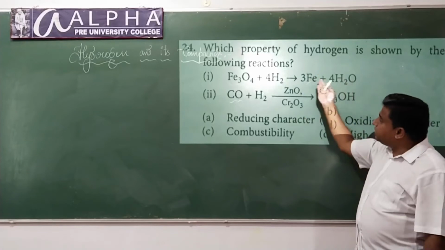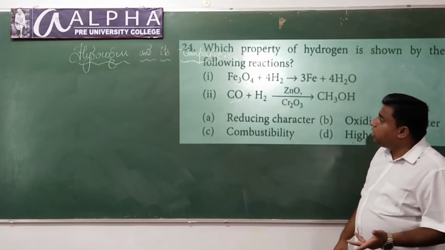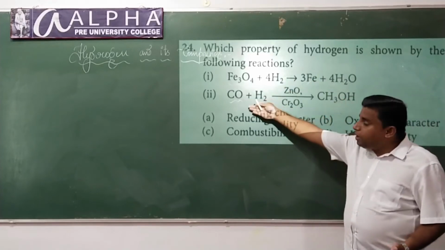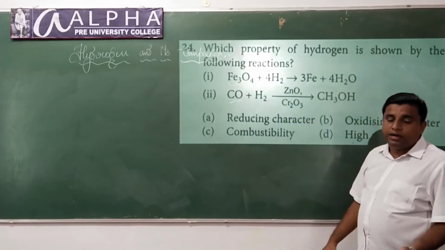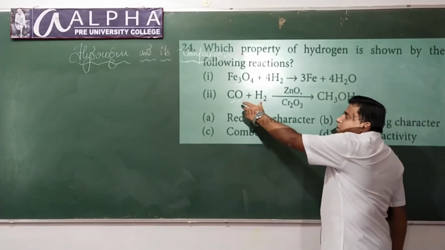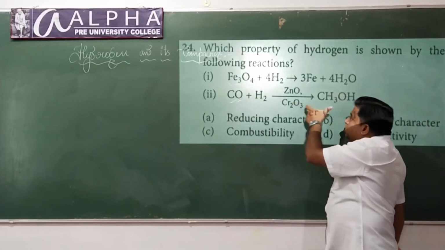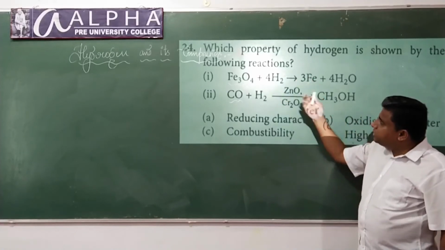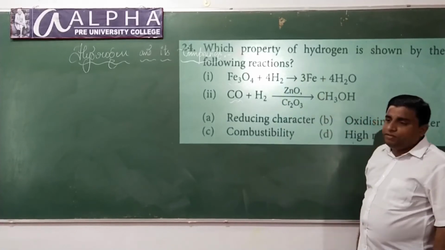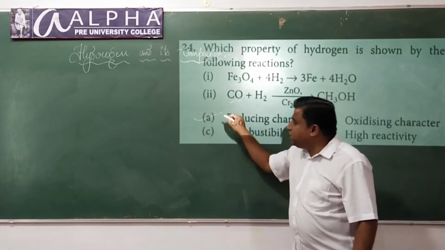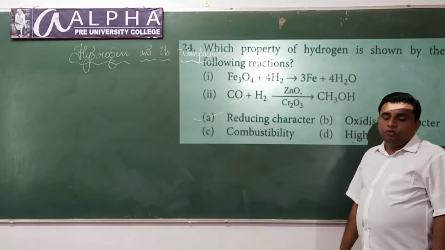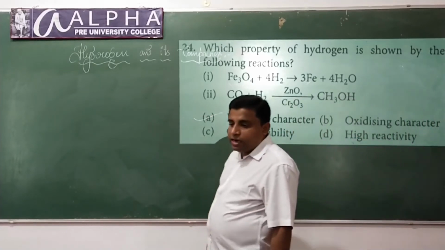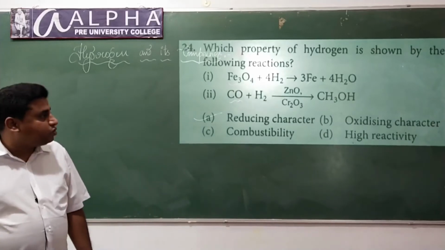So it's a reduction reaction. Here also, carbon monoxide is reduced to methanol. Reduction is addition of hydrogen. To carbon monoxide we have added hydrogen so that it gives methanol. So this is also a reduction reaction. Which property are we talking about? We are talking about the reducing character of dihydrogen. The correct answer is option A. Got it? Next question.